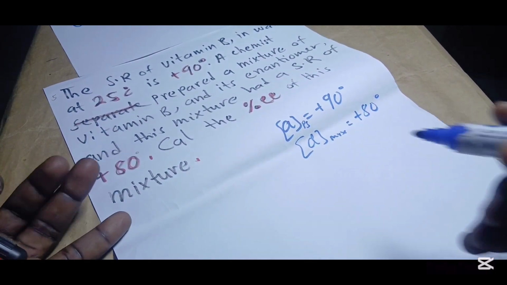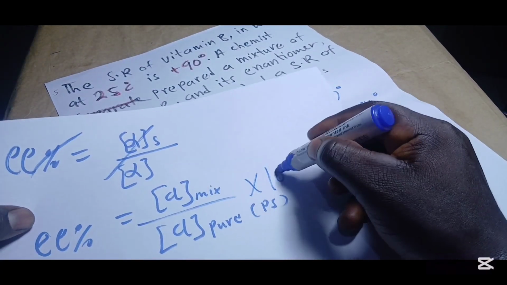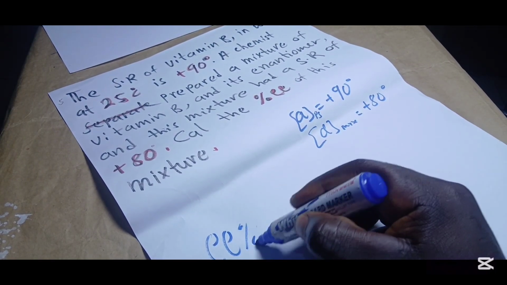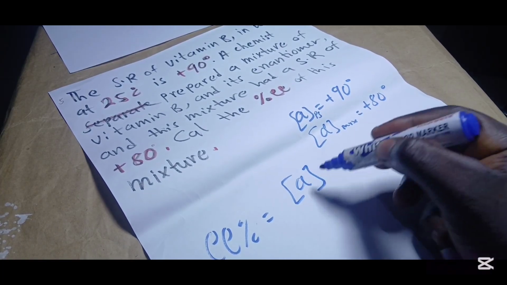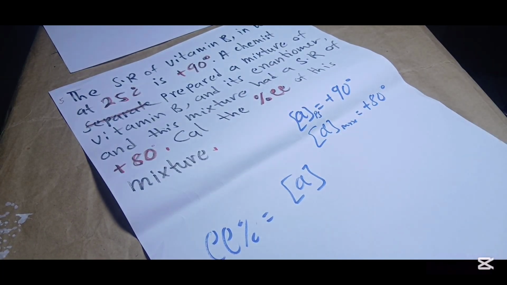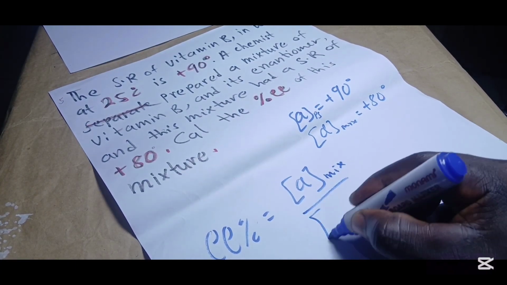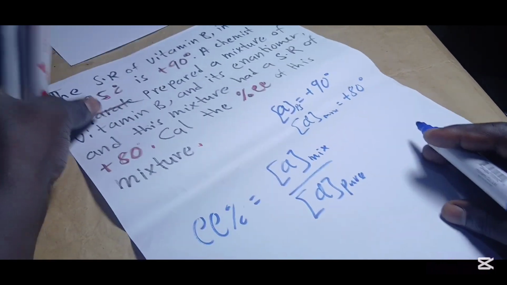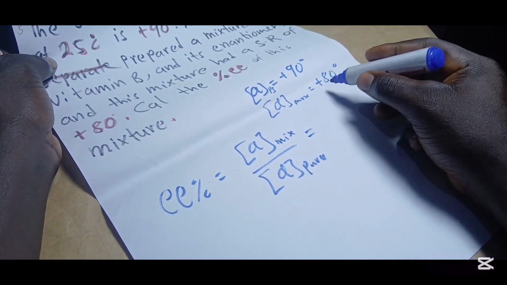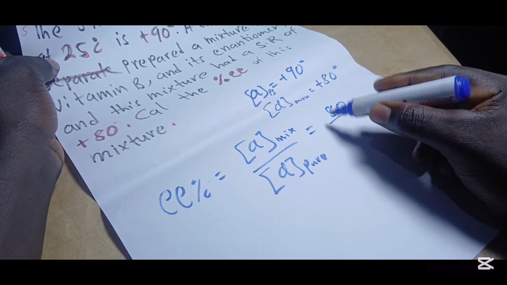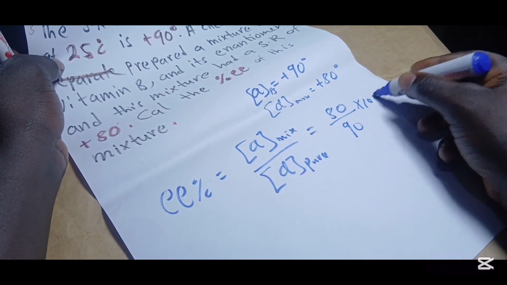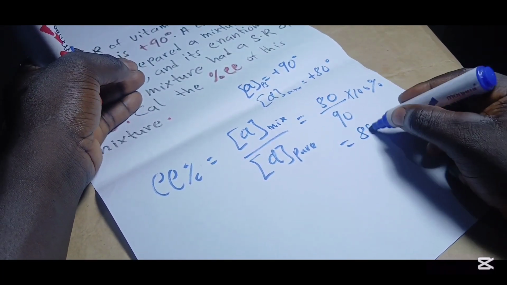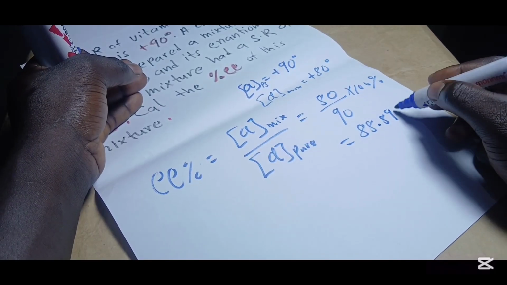And in enantiomeric excess, this should be multiplied by 100. Sorry about that. EE equals the specific rotation of the mixture over the specific rotation of the pure sample. And the specific rotation of the mixture is 80, and that of the pure sample is 90, multiplied by 100%. And this gives us 88.89%.